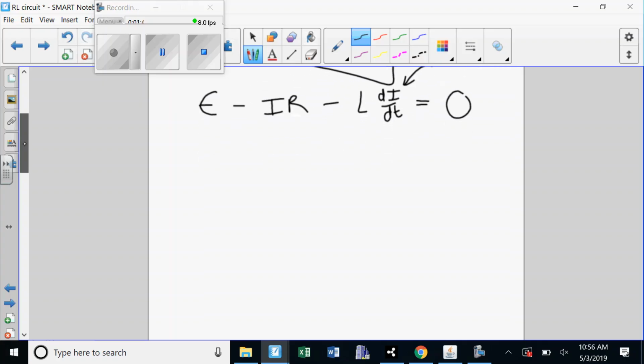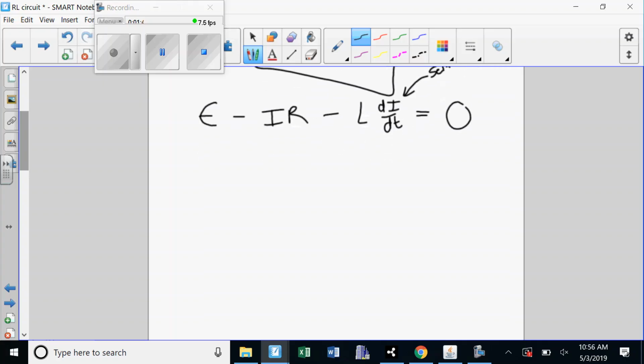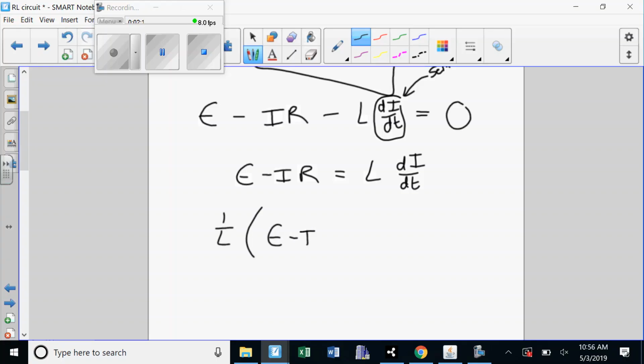So I'm going to go ahead and solve this so that I get an expression for the derivative. The derivative that I see here is a first order derivative of current with respect to time. So I'm going to move that over to the other side of the equation. So epsilon minus I r is equal to L di/dt. I'm going to divide both sides by L, the inductance, to get the derivative by itself. So 1 over L, epsilon minus I r is equal to di/dt.